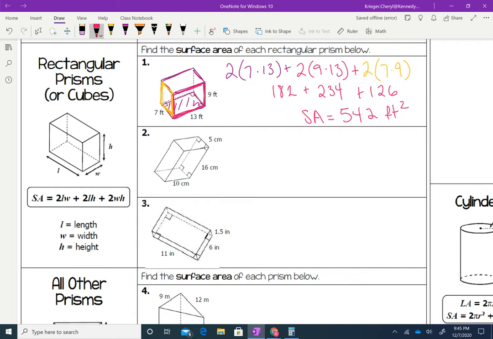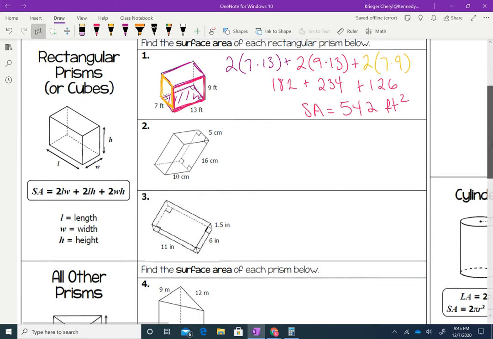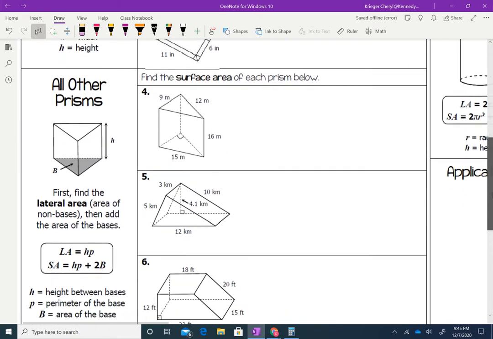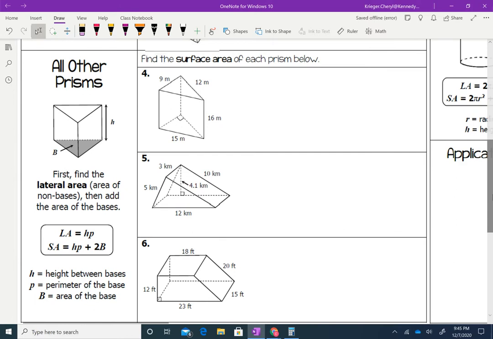Alright, so that was just an introduction, and that is how you find surface area if you cannot remember the formula for surface area. Okay, so the surface area formula is one that you should memorize. It's 2 times the base plus the perimeter of the base times height. And that doesn't change regardless of what shape it is or what type of prism it is. So I've told you this before. This is important.